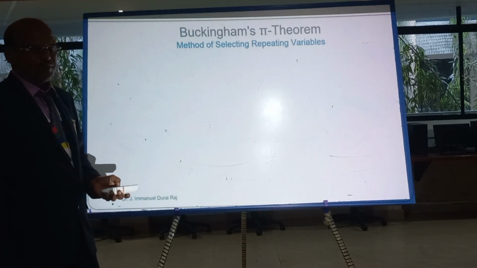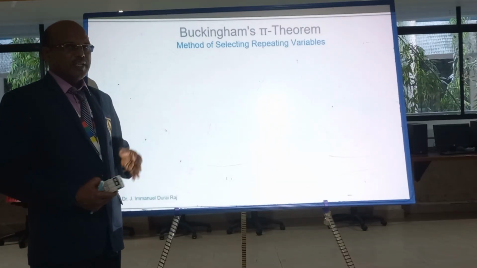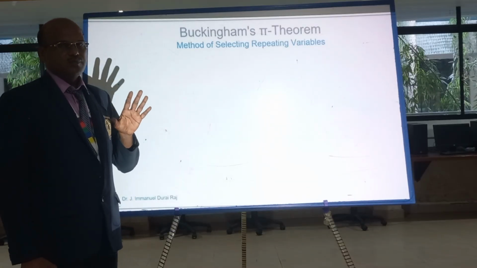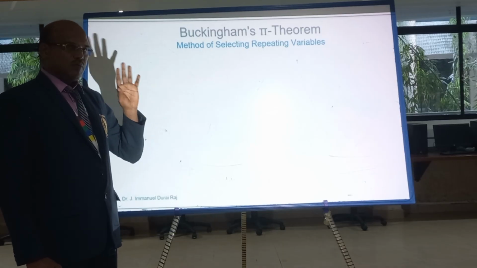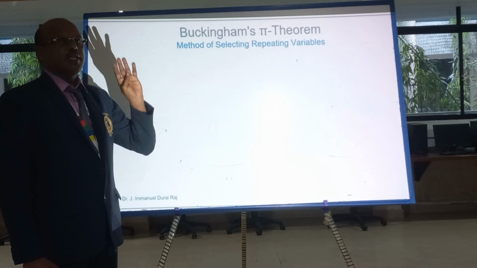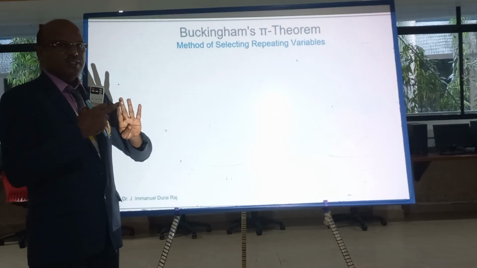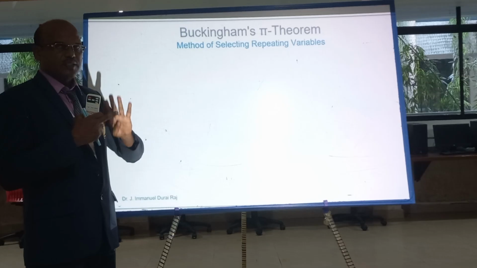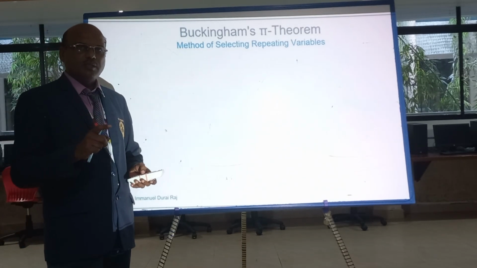How to select the repeating variable? You have to choose 3 repeating variables. I will repeat once again. In the example we have taken 6 variables, 1 dependent and 5 independent. Among the 5 independent, I am going to take 3 as repeating variables. So how can we select these 3? Some conditions are given for the method of selecting repeating variables.